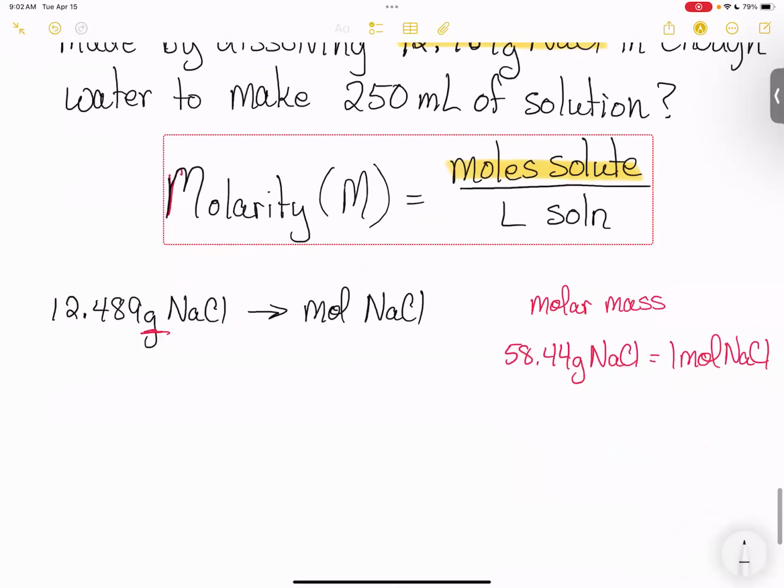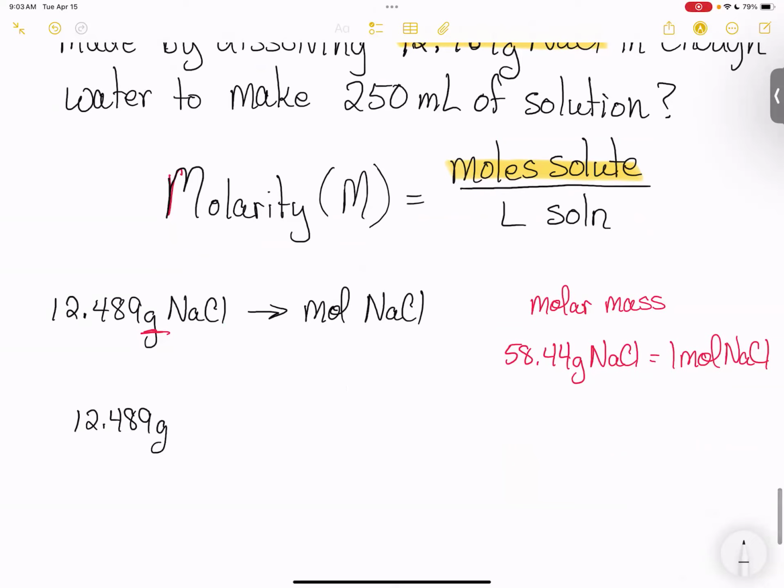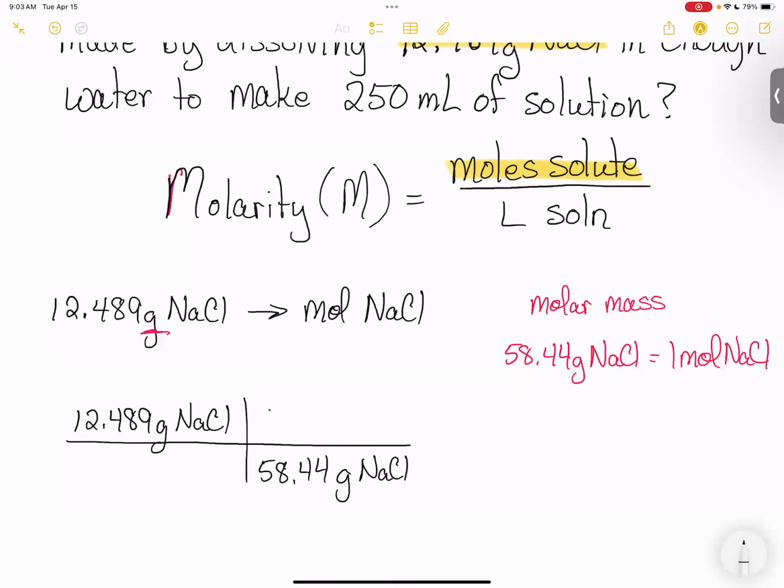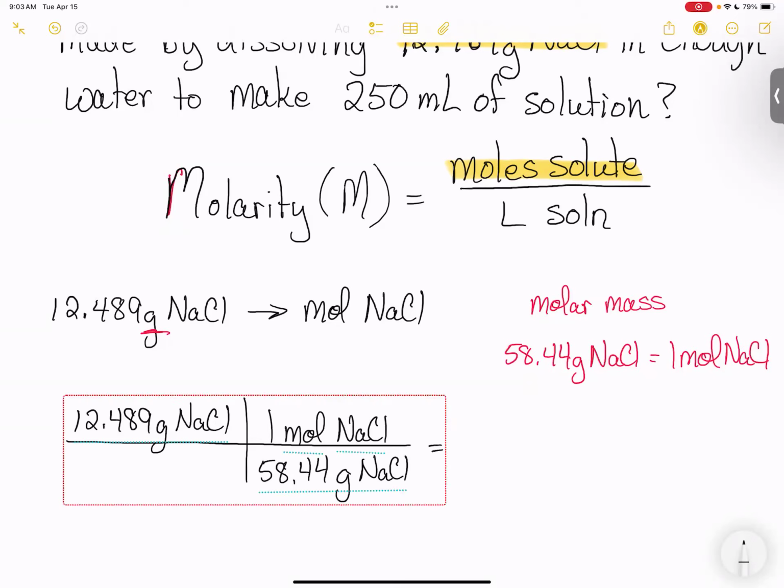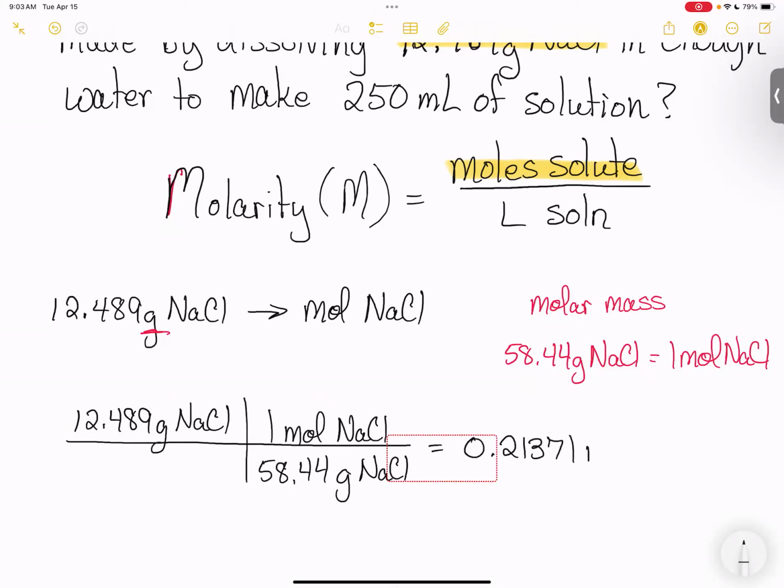So we're going to take this 12.489 grams of NaCl. We're going to use the molar mass, 58.44 grams of NaCl is equal to 1 mole of NaCl, in order to convert that into moles of NaCl. And we get 0.21371 moles of NaCl.